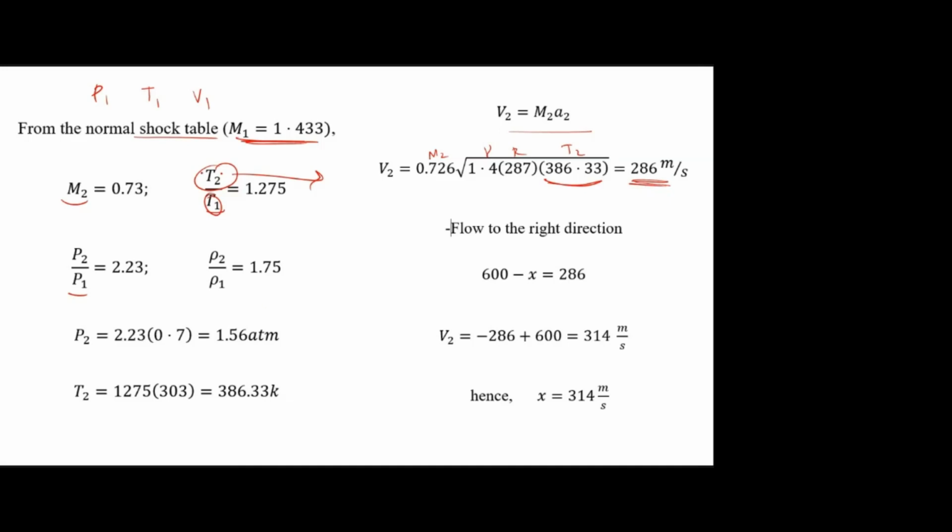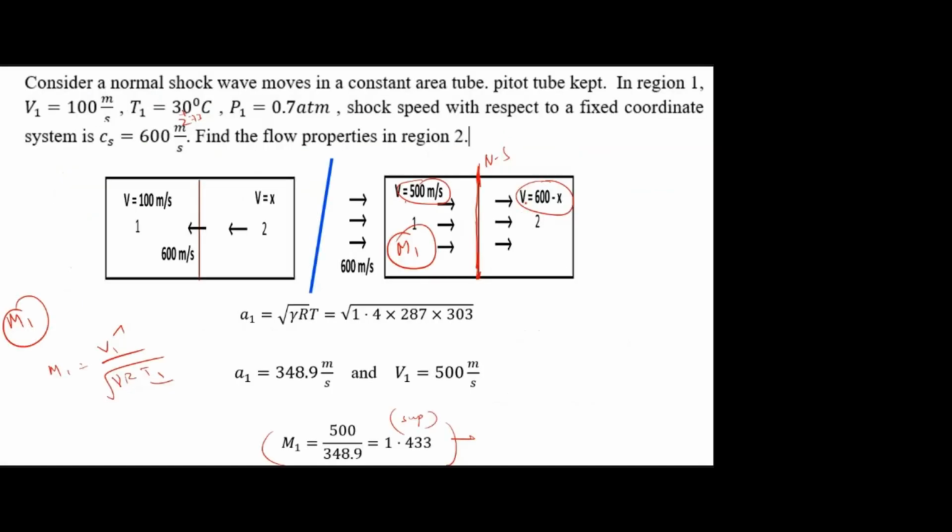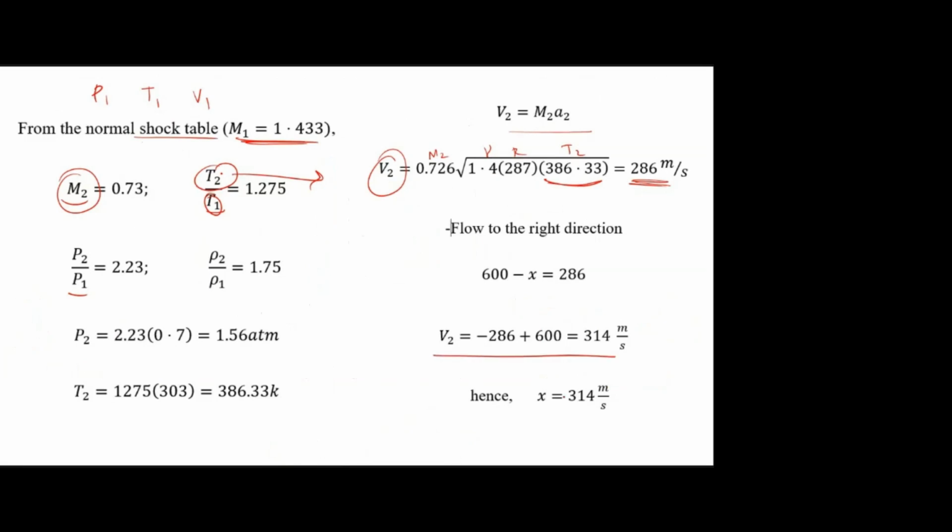Yes, sir. Okay. So M1 is found, from that we can find M2 and T2. Substitute, and you will get V2. So we found V2 is 286, which is equal to 600 minus x, because this is our imaginary control volume. This is the original control volume. So what they are asking is this x, not this V2. We know this V2, and what we have to find is this x. Then x is equal to 600 minus 286. Is that clear? Yes, sir. Okay. From that you are getting x is 314 meters per second.